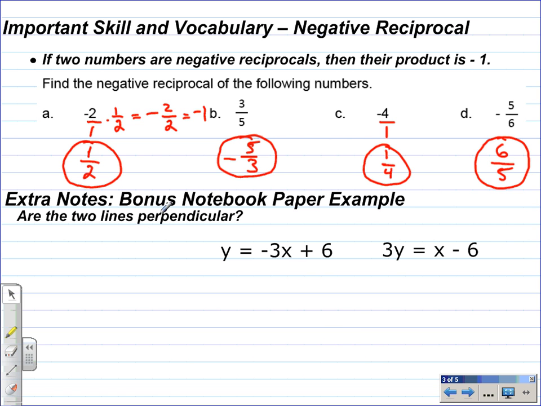Anyway, here's a good example. Are the two lines perpendicular? Taking the idea of negative reciprocals, that we know the slopes of these two lines need to be negative reciprocals, what we need to do is two steps here. First, find the slope of each line.